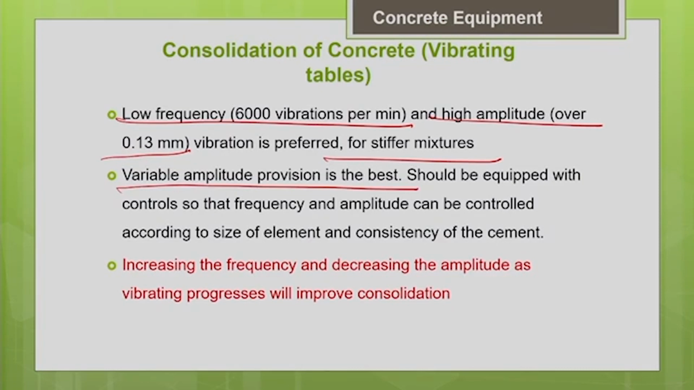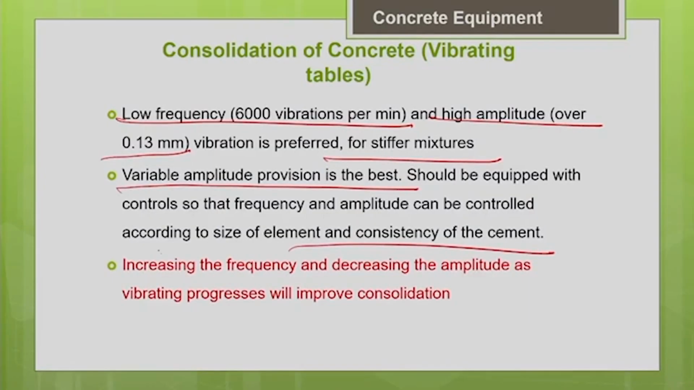Okay. But in precast factories, there are a lot of modern vibrators where we have control over the amplitude and the frequency also. When we have control over the amplitude and frequency, according to the consistency of your concrete or the size of your element, you can manipulate the frequency and the amplitude. That is why it is preferable to choose a machine which gives you control over amplitude and the frequency.